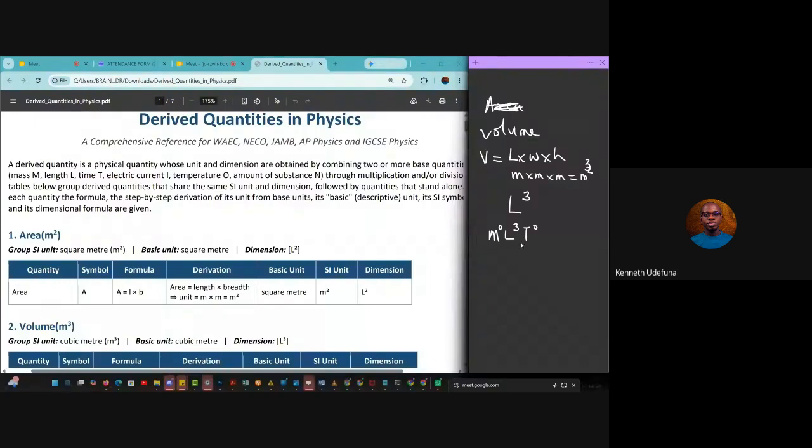You might see something like this. Did you know that these two things are the same thing? You have it either as L cubed or as M⁰ L³ T⁰. Why are they the same thing?